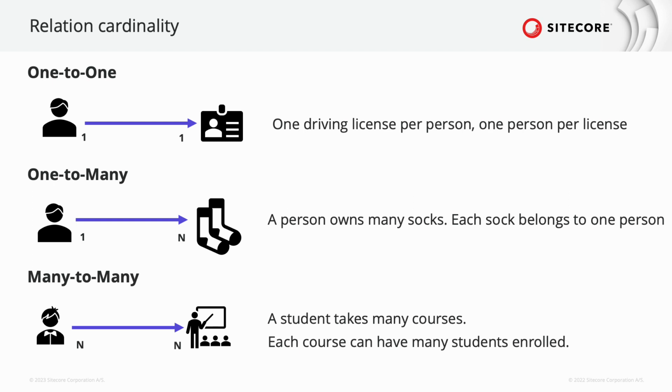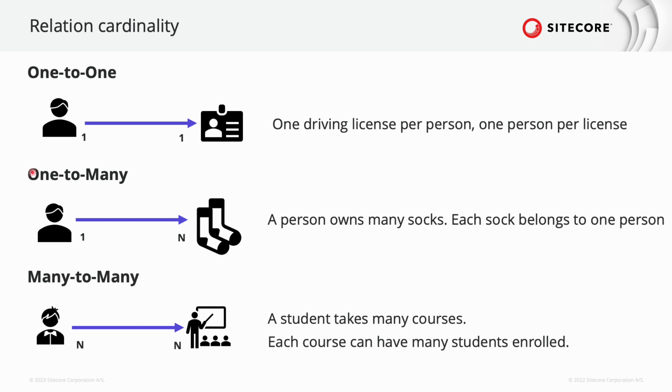So here we talk about relation cardinality. In a one-to-one relationship, if we take a look at the first one, we will see one person, one driving license. So we have one driving license per person and one person per license. So we have a one-to-one relation. There is nothing to decide here.